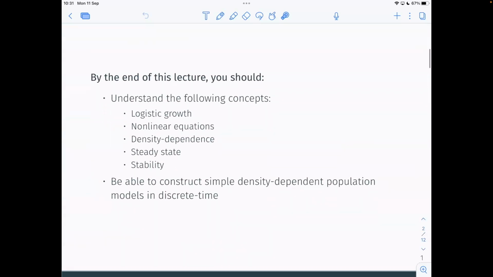So by the end of the day, you should understand this concept of logistic growth and how it relates to population growth in real populations, the idea of nonlinear as opposed to linear sets of equations, density dependence rather than density independence, and then thinking about how we might start to analyze these in a bit more detail, looking at things called steady states or equilibria, and then thinking about the stability of those equilibria. So what happens in the long term in these models? So you should be able to construct these simple density-dependent population models in discrete time by the end of today.